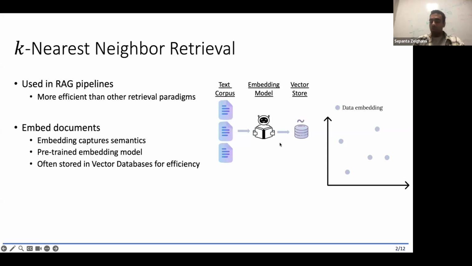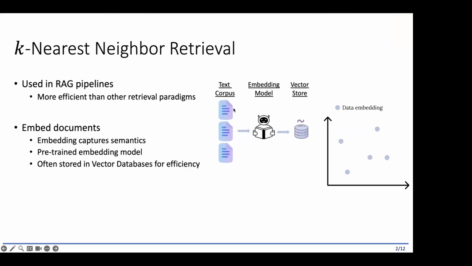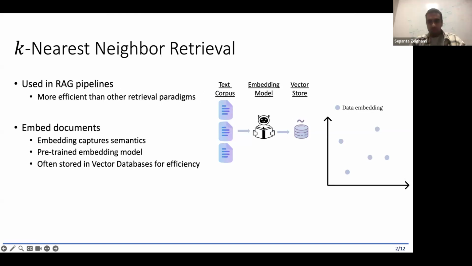As you probably already know, a common retrieval method people often use in industry and practice is k-nearest neighbor retrieval. People use it in RAG pipelines. It's often more efficient than other retrieval paradigms, and it roughly works as follows. We have a text corpus, a bunch of documents, and we divide these documents into smaller chunks, and we input these little chunks of documents to an embedding model. The embedding model takes documents as input and gives us a new vector in high dimensions. This vector embeds our text input into a high dimensional space. We do this for all of our text chunks, and we store them in some vector store.